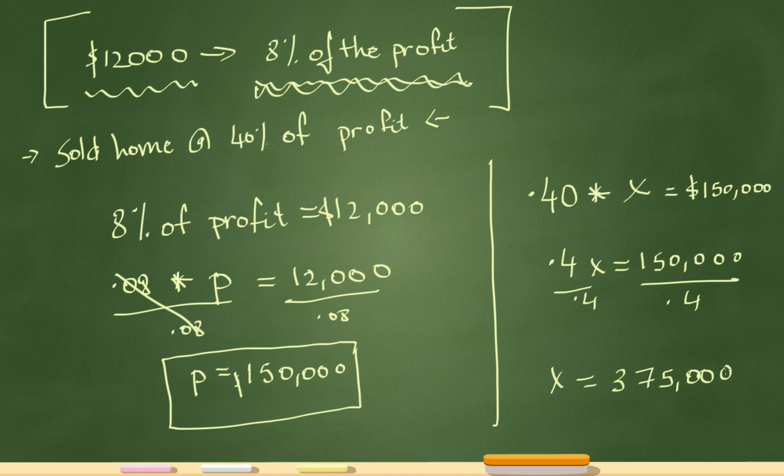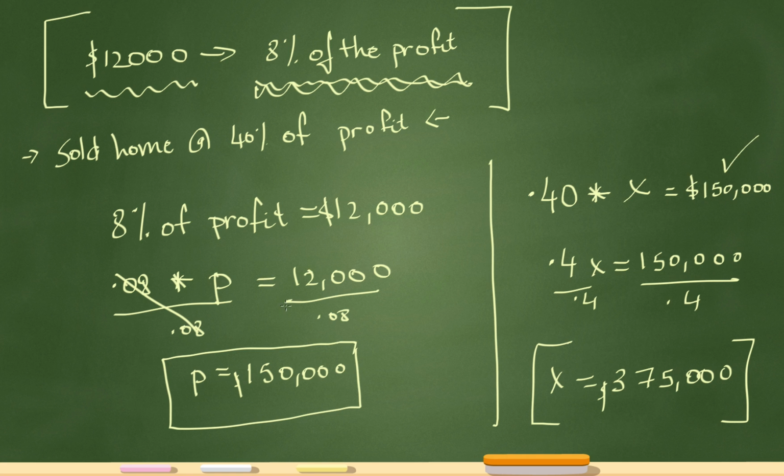375,000. I'm just going to double check that. 150,000 divided by 0.4, 375,000. So now I know that this was my original cost of the house. So just to work backwards, if I bought the house for $375,000, I made a 40% profit, which 40% of 375,000 is 150,000, so that checks out.